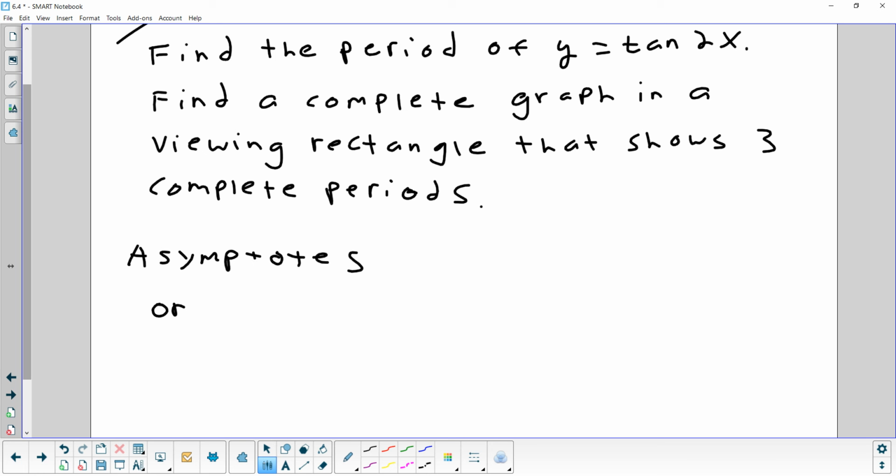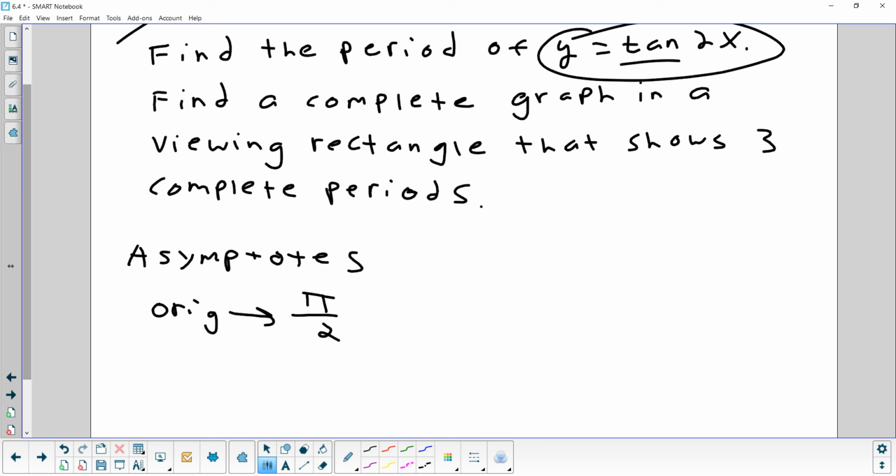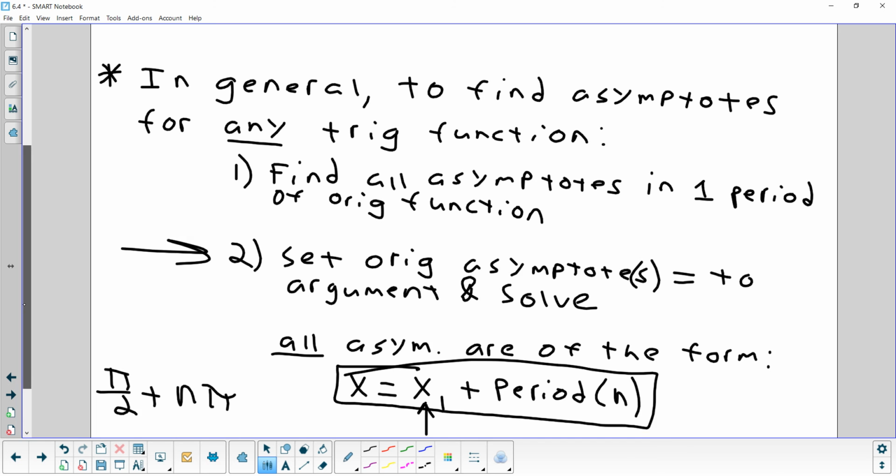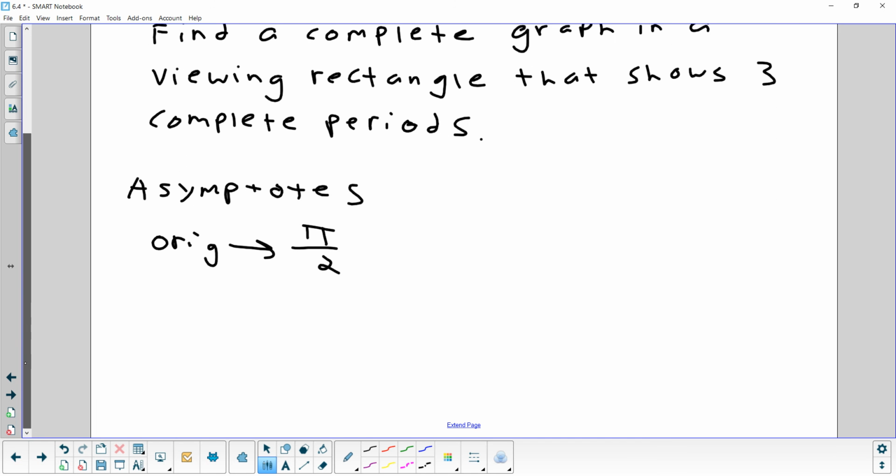All right. What is an asymptote in the original tangent function? I don't care which one you give me. I just need one asymptote in the original, any asymptote. Preferably, I like the smallest one. Pi over 2. That's the first positive asymptote that you come across. Let's figure out what happens to that asymptote under that transformation. Just want to see what happens to that one. So, we take the asymptote, set it equal to the argument, and solve.